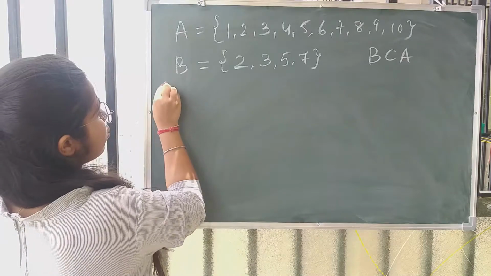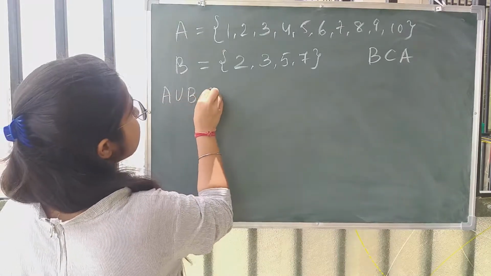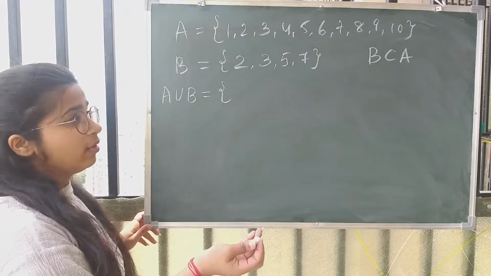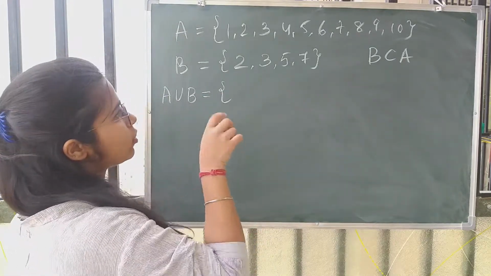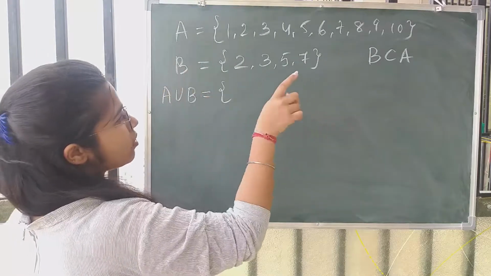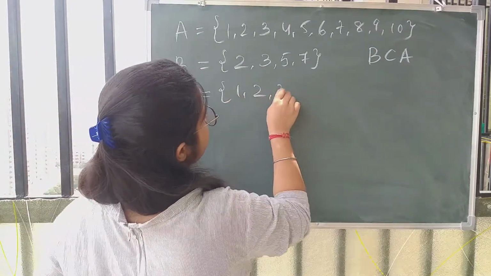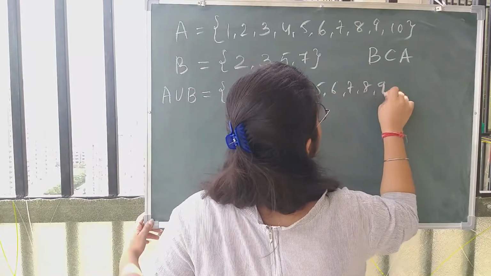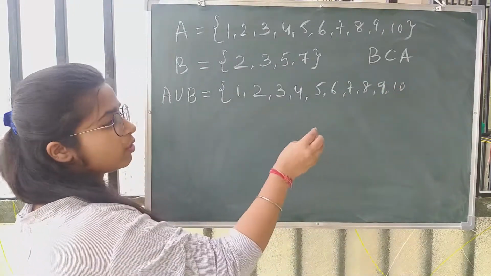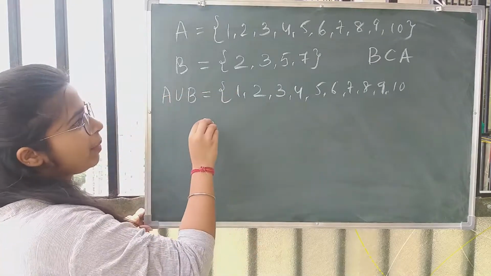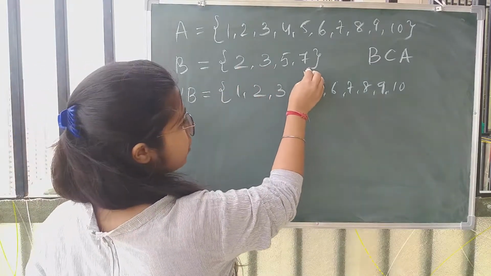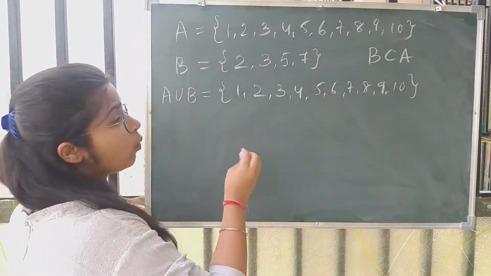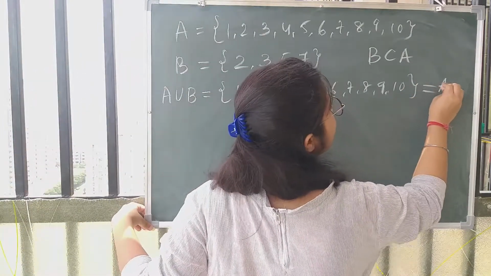Now if I tell you to write A union B, that means A union B में कैसे elements होने चाहिए? A के भी और B के भी. That means all the elements of A and B. So if I write all the elements of A first, so you have written all the elements of A. Now what about B? B के elements क्या हैं? 2, 3, 5, 7 जो हम already लिख चुके हैं. So this will be A union B, which is actually equal to A.